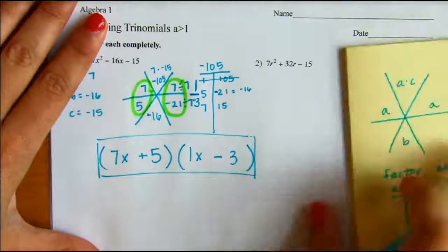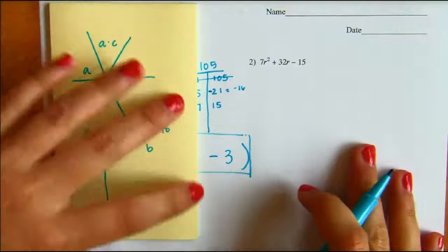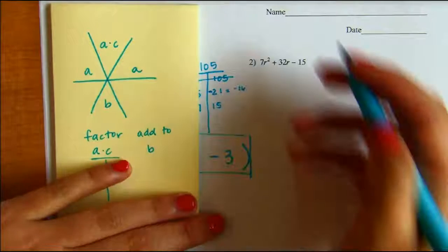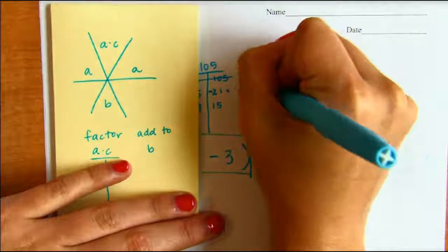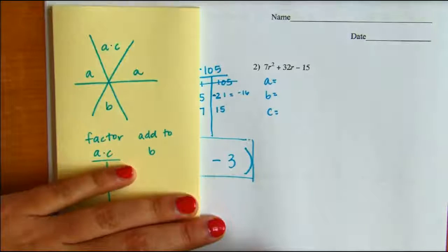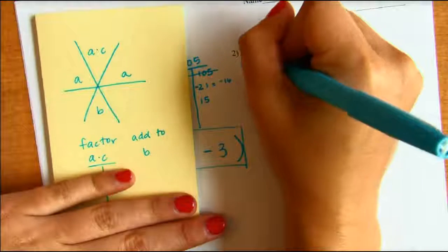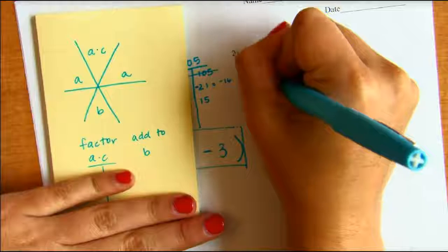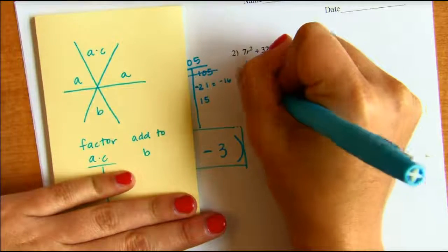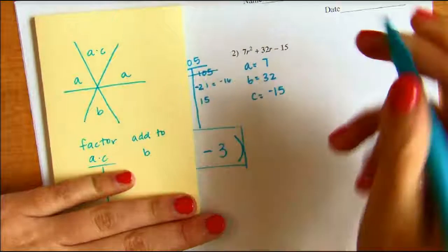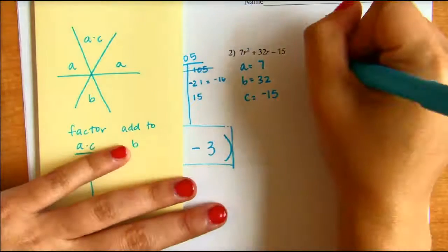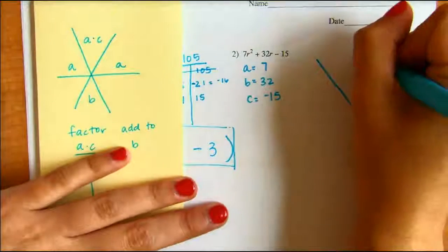Okay, let's look at number 2. After this one, if you want to fast forward, you're more than welcome to. Off to the side, A equals, B equals, C equals. Great. A is equal to 7, B is equal to 32, C is equal to negative 15. So I'm going to factor this one out.